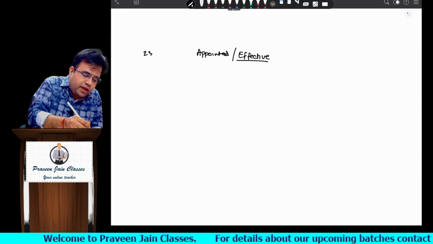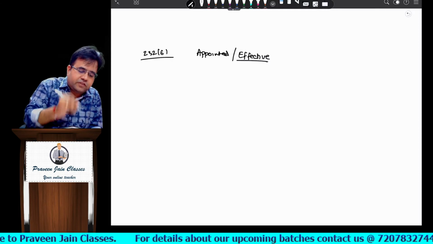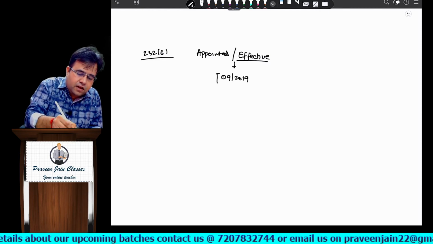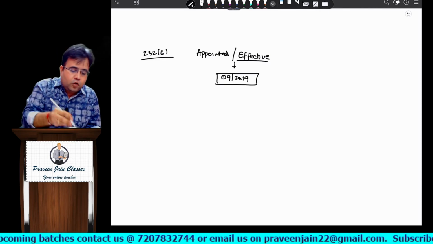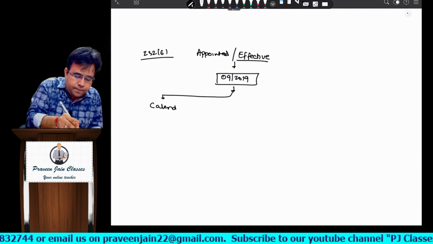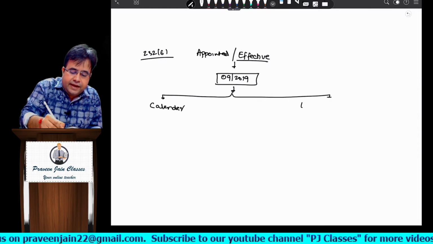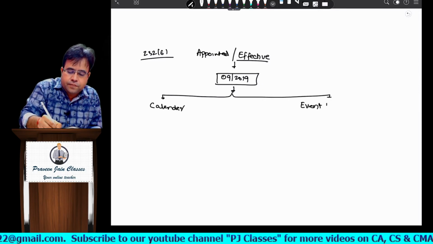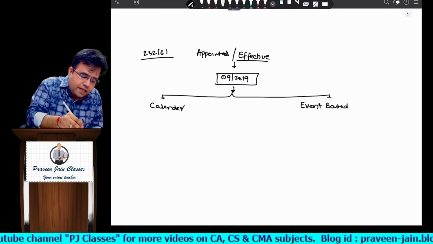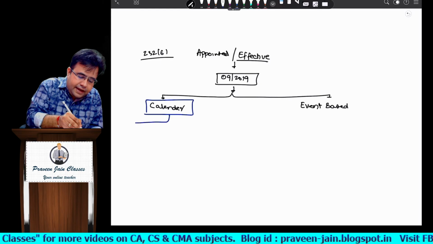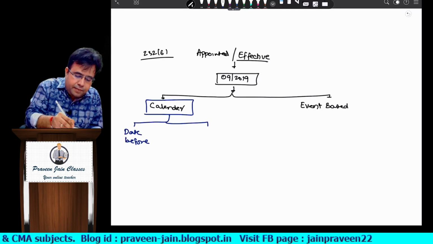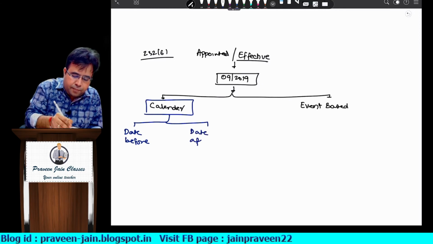Till now only this was written in 232 subsection 6. Then comes 9/2019 wala circular of whom, sir? MCA. Now that circular says what? Effective date can be a calendar date. Effective date can be a date which is event based. So on an occurrence of an event, that date also it can be. Then this can be a date before filing of application. This can be a date after filing of application.